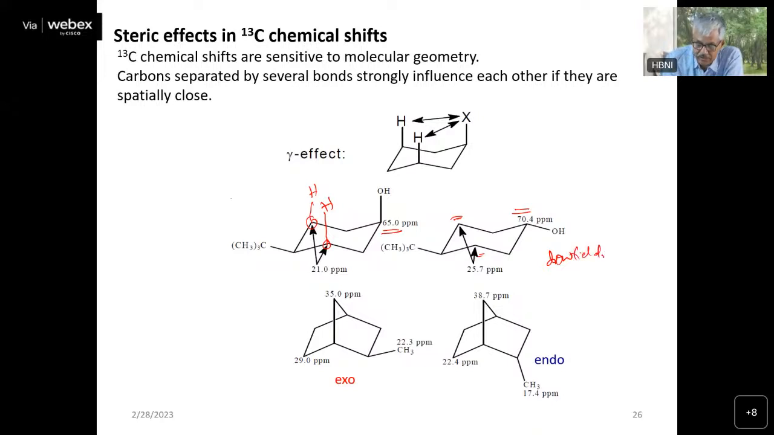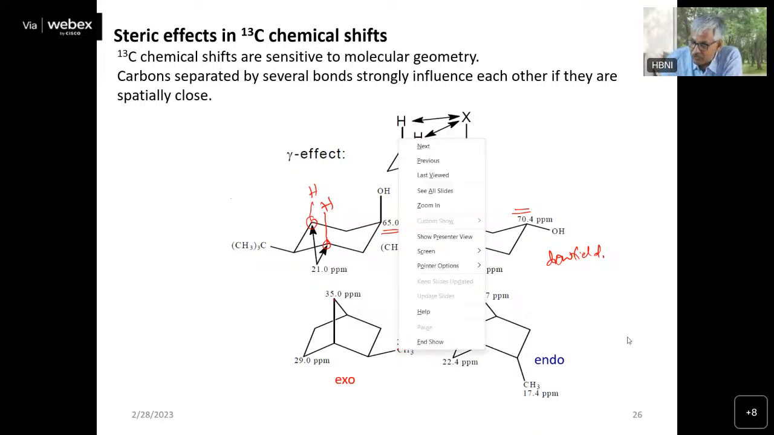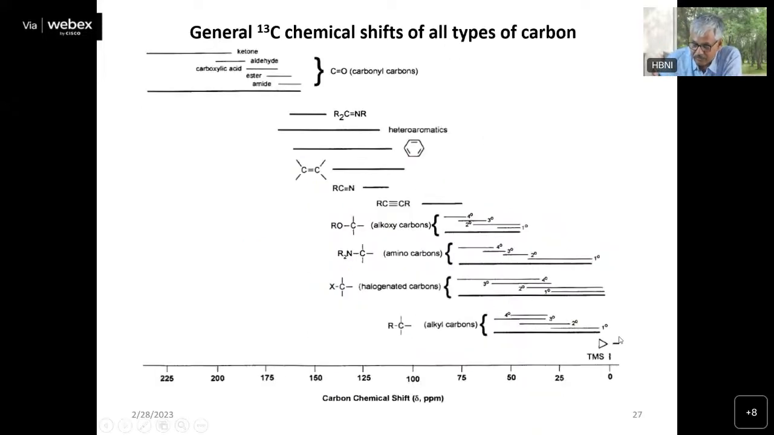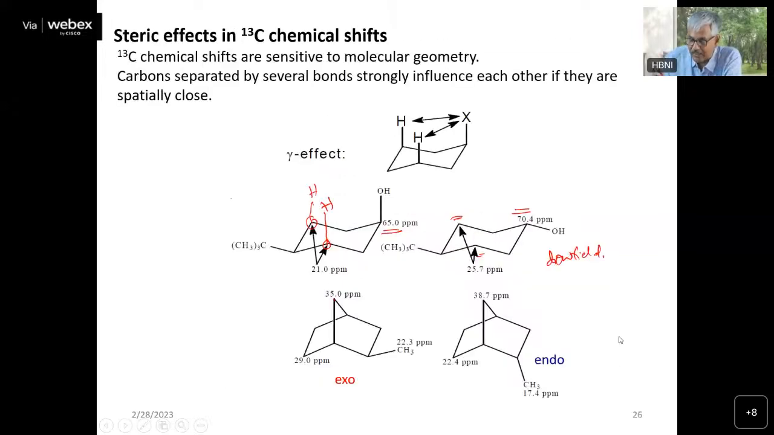Another example is that this methyl is exo, so there is a steric interaction between this carbon and this carbon. Now if you see the endo structure, this steric congestion has gone. So this carbon has now moved from 35 to 38, but the chemical shift of this one has decreased because of this steric interaction. There is a shielding.